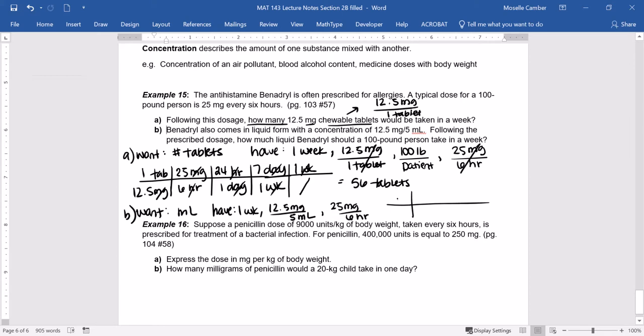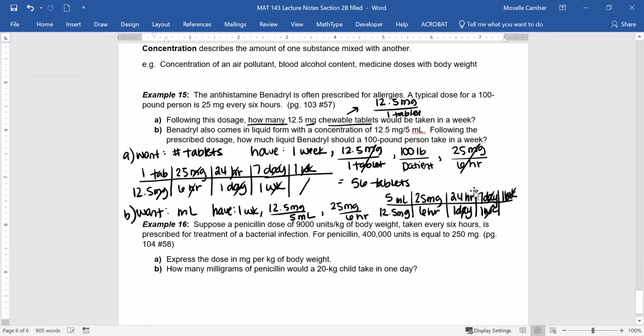So this time I want milliliters, so I'm going to start with milliliters. I know in every 5 milliliters there are 12.5 milligrams of medication. And again, I know that I need 25 milligrams every 6 hours. I know there are 24 hours in a day and 7 days in a week, and I have 1 week.